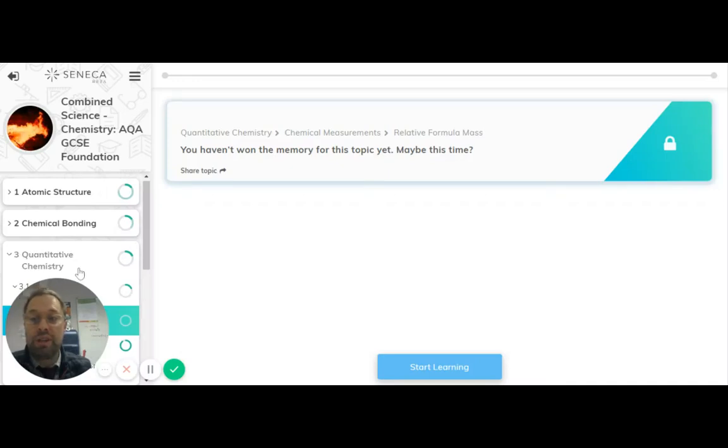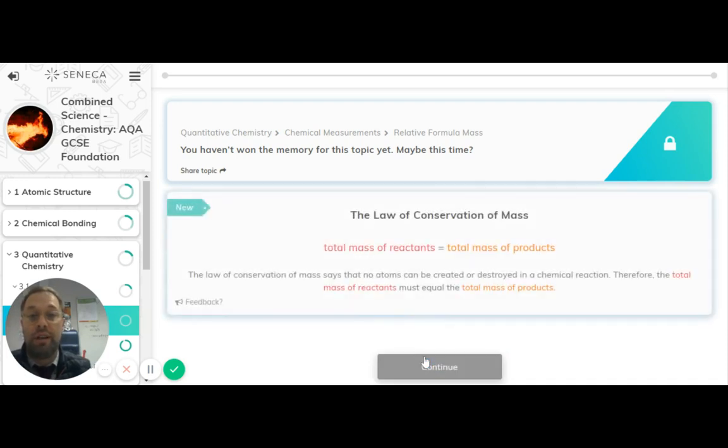I'm going to work through the Seneca topic on quantitative chemistry, and I am looking at the relative formula mass section, which will appear on paper 1, chemistry paper 1 in your GCSE exam. So I'll click on start learning now. First of all, there's a little bit of information for me about the law of the conservation of mass.